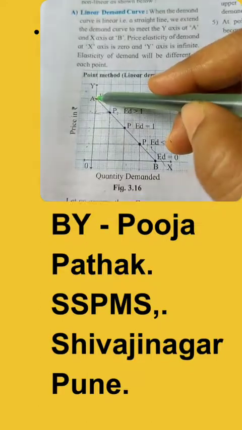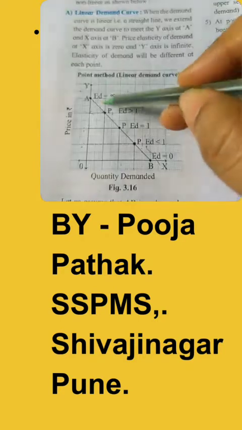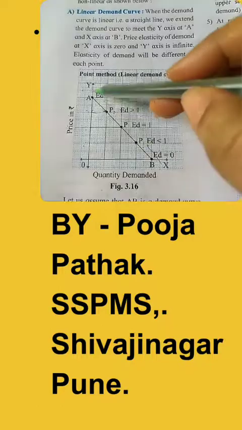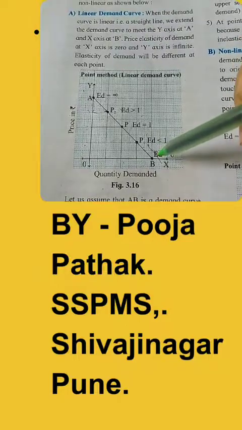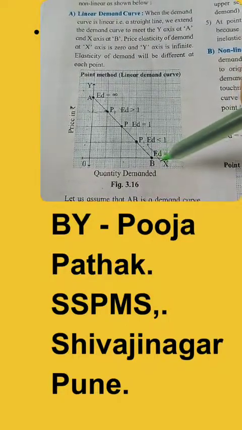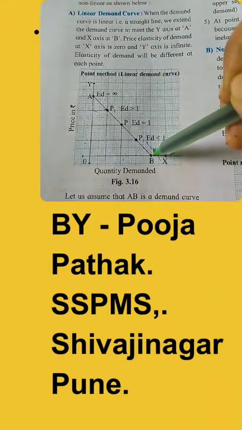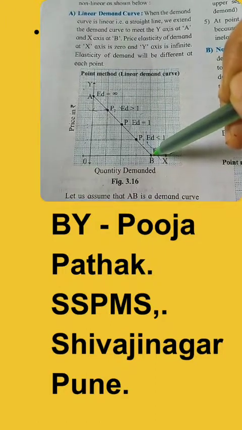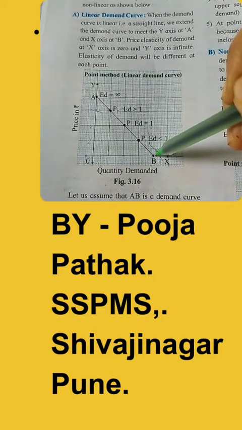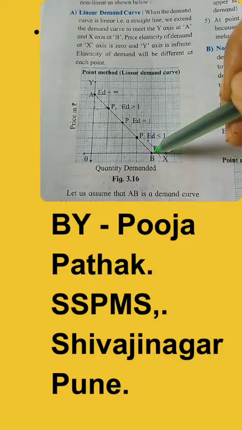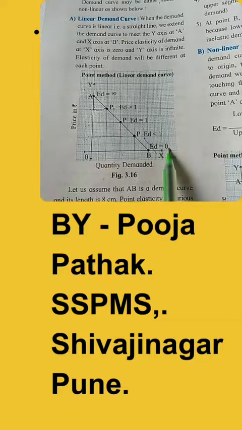Okay, it has been assumed. When the demand curve is linear or a straight line, we extend the demand curve to meet the y-axis at point A and the x-axis at point B. Price elasticity of demand at the x-axis is 0. At this point on the x-axis, the elasticity of demand is 0. It means whatever be the change in the price, the demand does not change, the demand remains the same. It is called perfectly inelastic demand. So that is why it is equal to 0.